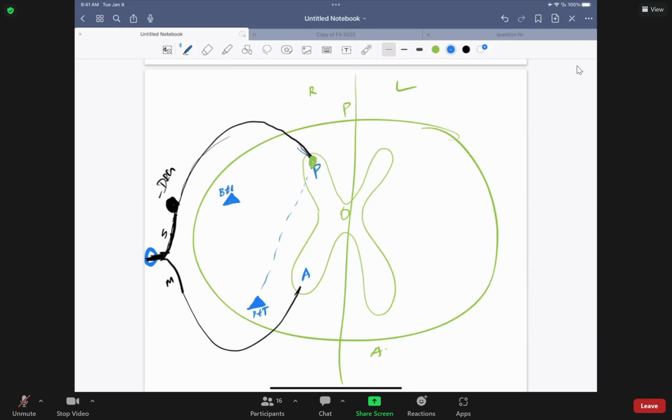Put BNE, balance and equilibrium, with eyes open. Okay, I'll put EO, eyes open. Is everybody clear, folks? That's one complaint.